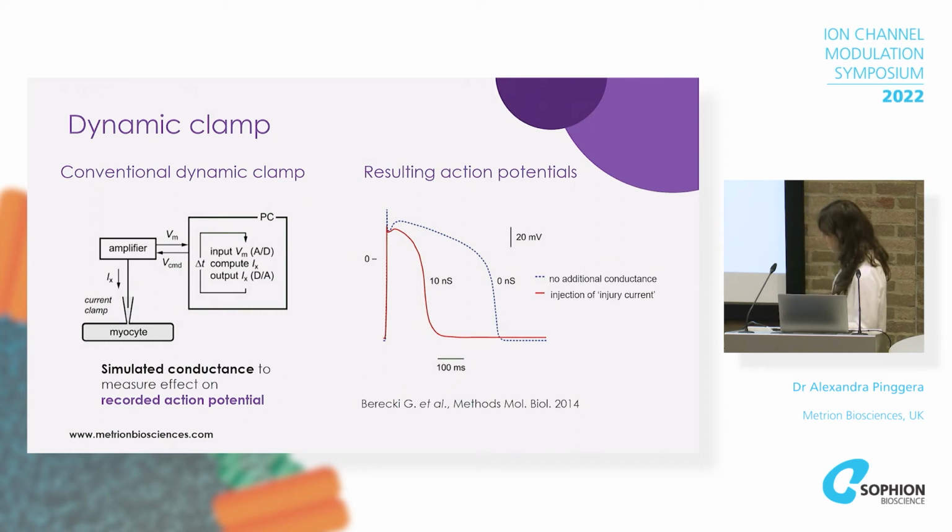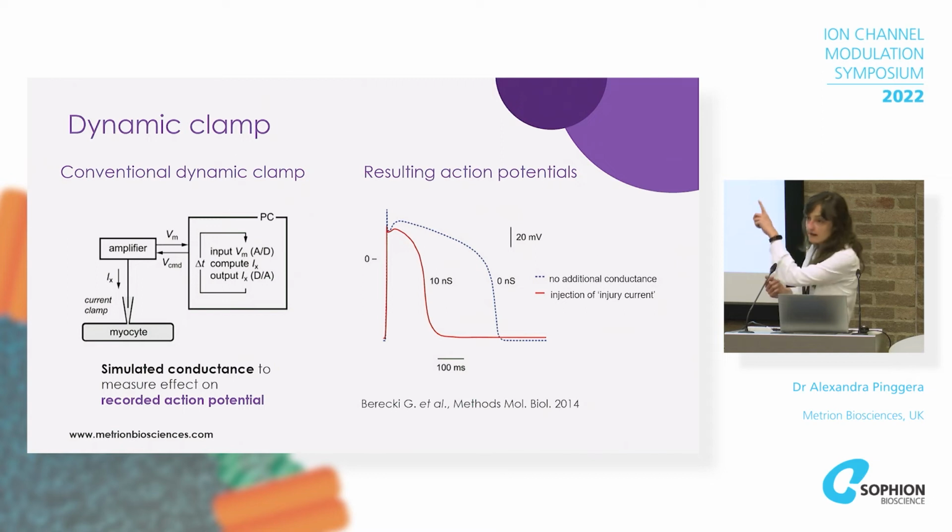In this schematic, we have a recording from a cardiac myocyte, which is current clamped, and the membrane potential of the myocyte is continuously monitored and fed back to the computer. The computer model then calculates a current to be injected back into the myocyte, which depends on the actual membrane potential of the myocyte. This is not the same as a simple current injection. Here we have two systems in continuous communication with each other, and that's what makes it dynamic.